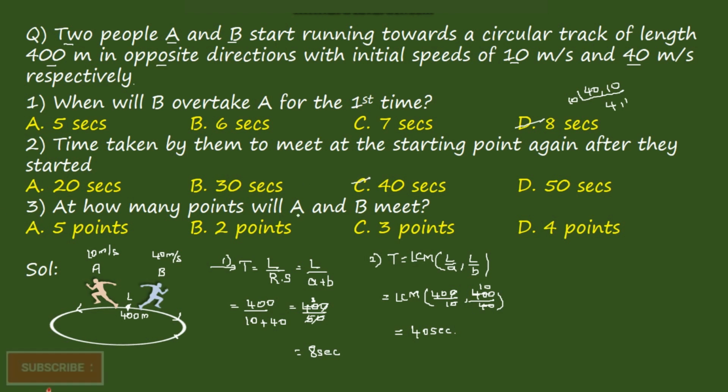Coming to the third one. At how many points will A and B meet? Okay, third one. A and B would be meeting at many points. We have to find at how many points they would be meeting, right? For that we know the formula x by y, right? X is nothing but the time taken by them to meet at the starting point, and Y is nothing but the time taken by A and B to meet for the first time, which is equal to 40 by 8, right? It goes to 5 by 1, which is equal to 5 points. So the answer is option A.